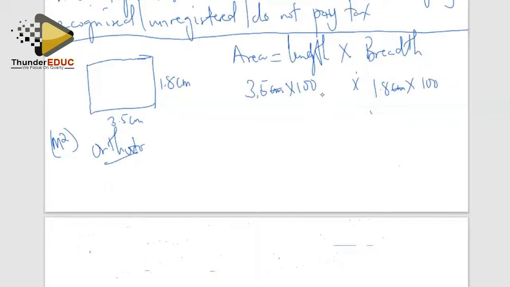3.5 times 100 gives us 350 meters for the length. We multiply by 1.8 times 100, which gives us 180 meters. If we multiply the two, we're going to get 63,000. And already our answer is in square meters because we are multiplying a meter by a meter to give us square meters.